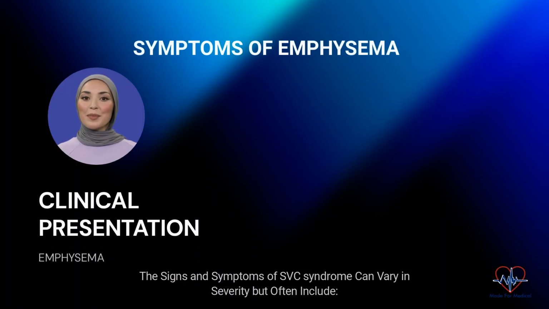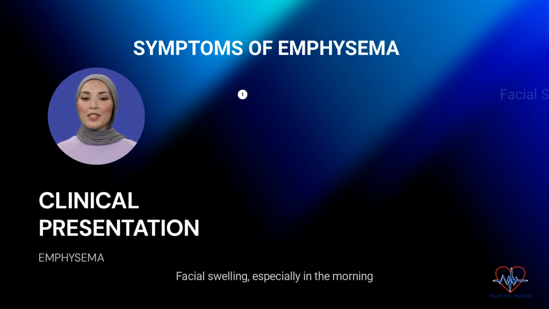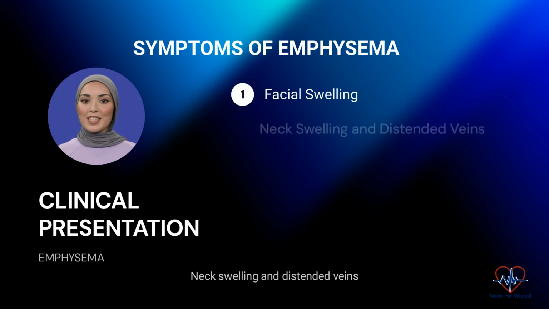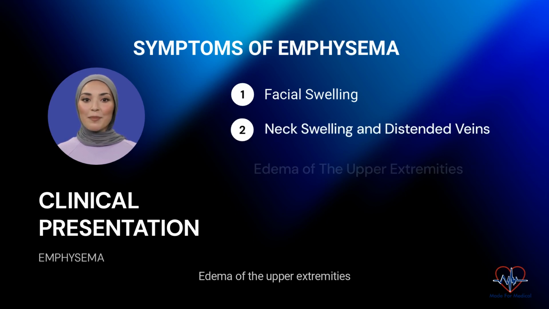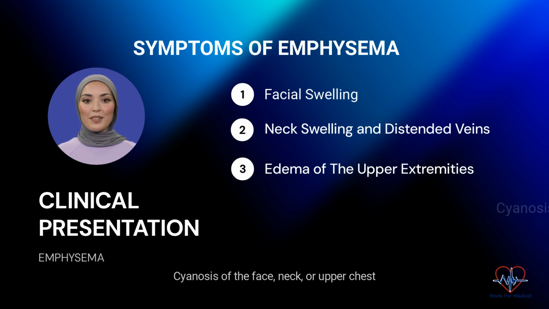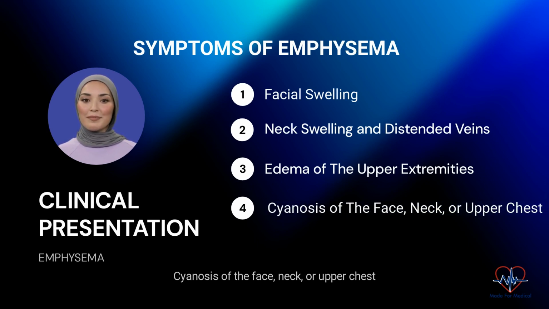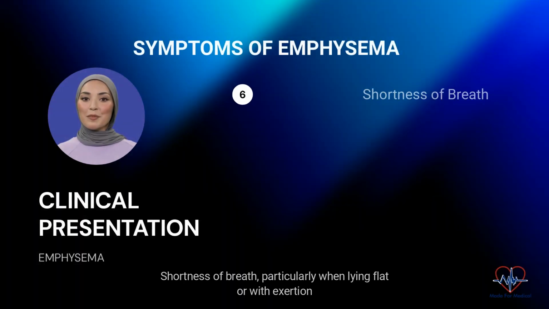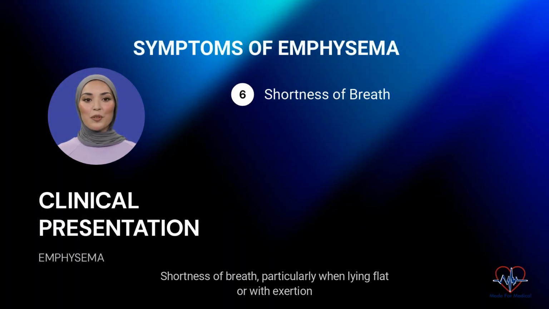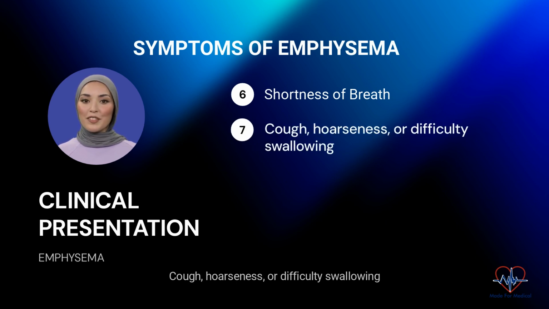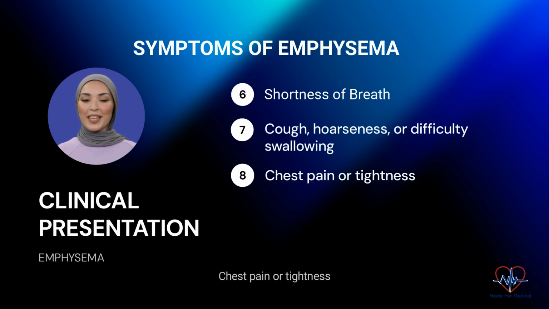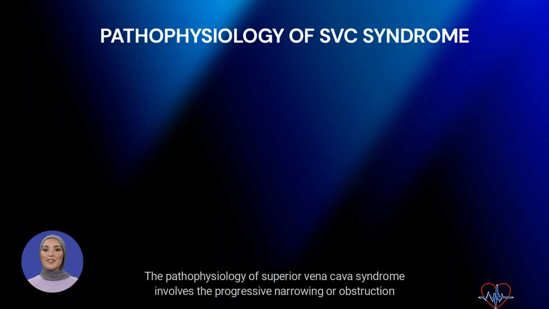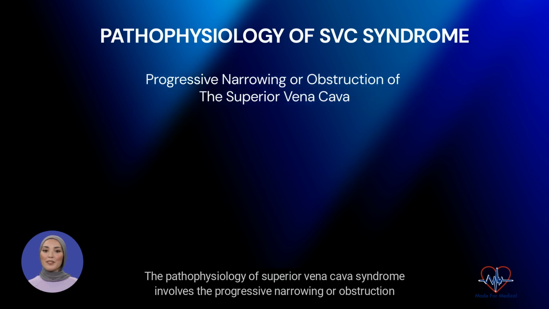The signs and symptoms of SVC syndrome can vary in severity, but often include facial swelling, especially in the morning, neck swelling and distended veins, edema of the upper extremities, cyanosis of the face, neck, or upper chest, headache, dizziness, or altered mental status, shortness of breath, particularly when lying flat or with exertion, cough, hoarseness, or difficulty swallowing, chest pain or tightness.